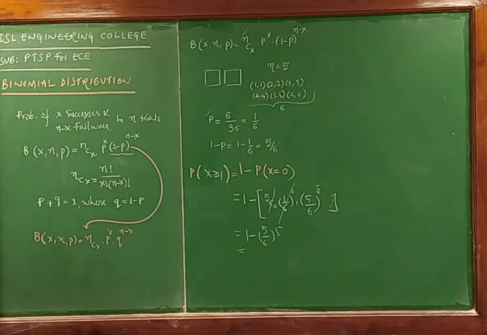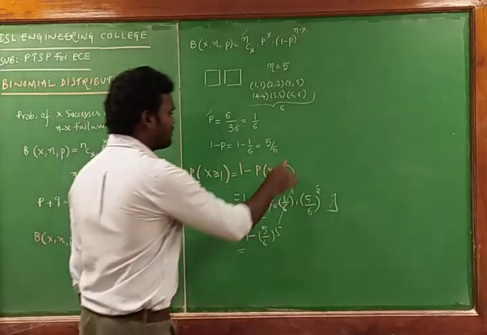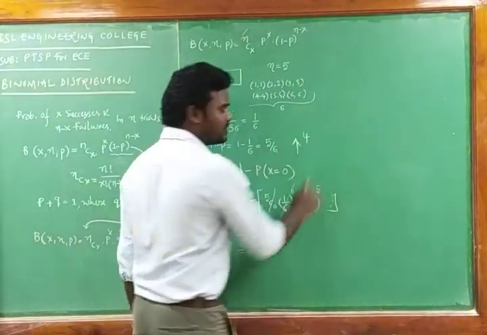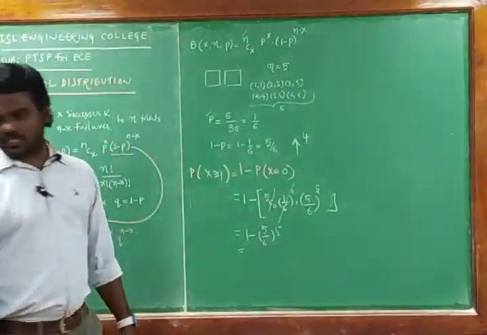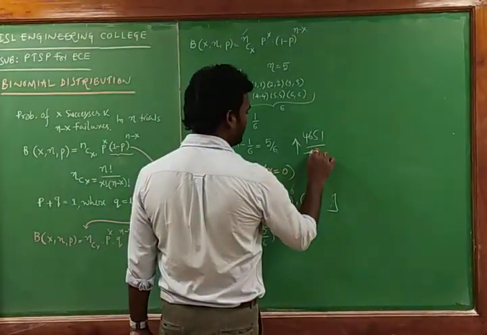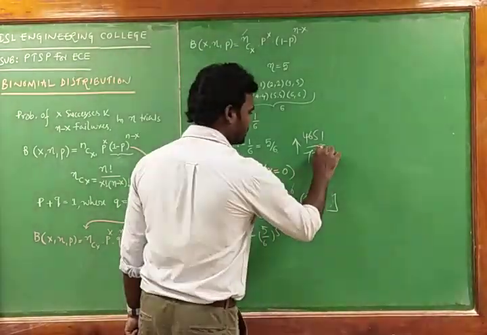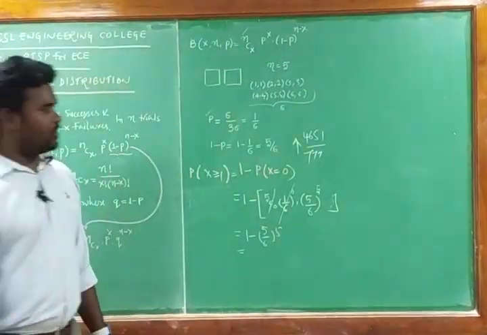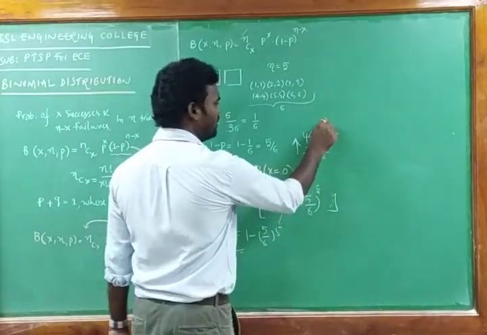4651 by 7776 you can get. You can get the answer for this one is 4651 by 7776 you can get the answer. This is the thing you can get.